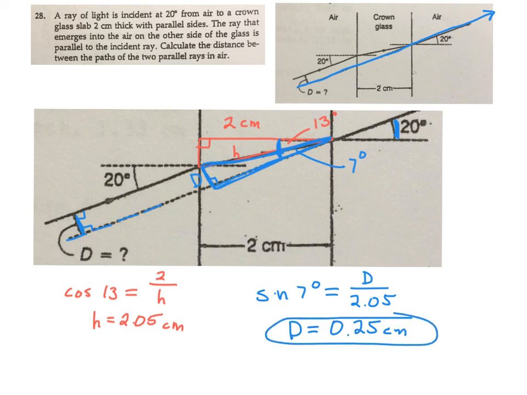Now, I don't know if I made that look easy or not, but believe me, that's not so easy when you're put on the spot and have to do it on a test. But that's what we're looking for. The distance of separation between these two beams, the deviated beam from the original beam, a distance of 0.25 centimeters.